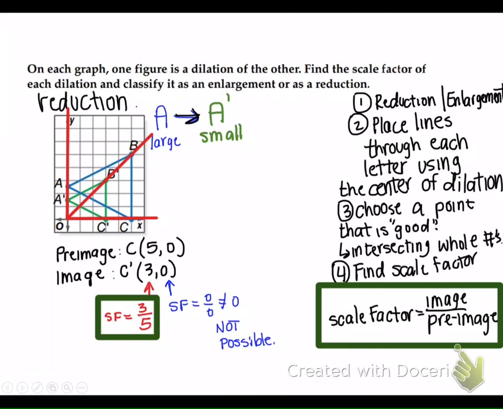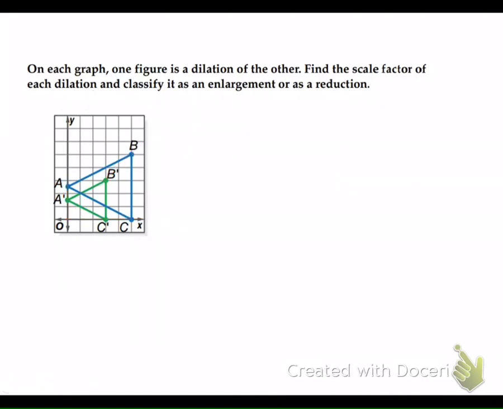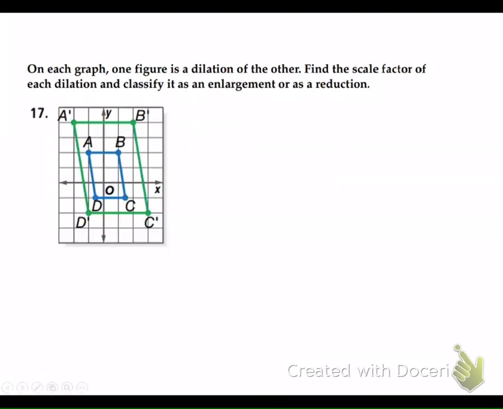Let's try this next one. Do me a favor, try this one out. Here we go. Is it an enlargement or reduction? Enlargement. We are going from blue, in this case B, to B prime. So going from small to big gives me an enlargement.